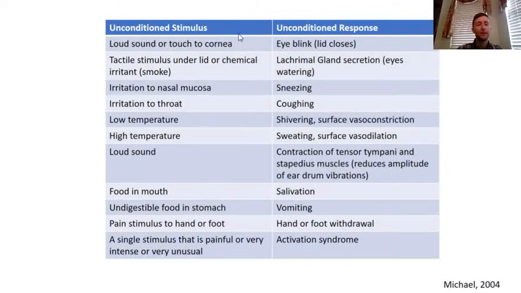So together, for example, in each row, the stimulus in the left column and the response in the right column together form a reflex. Okay, so a loud sound or touch to the cornea is an unconditioned stimulus. What's its function? It elicits the unconditioned reflex response of an eye blink. Okay, so the fact that the loud sound or touch to the cornea reliably and consistently evokes the eye blink means that together they form a reflex.